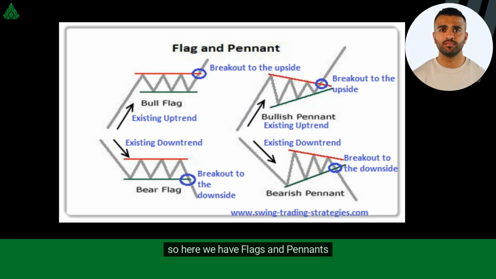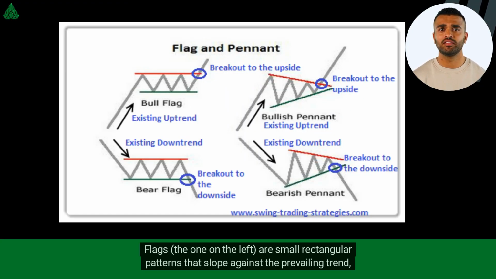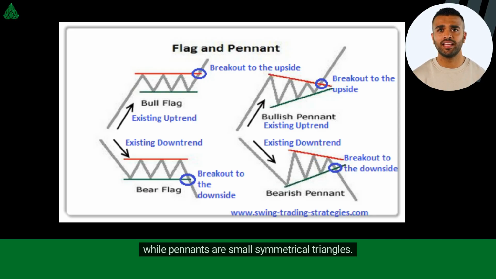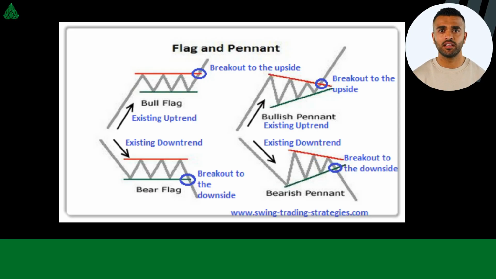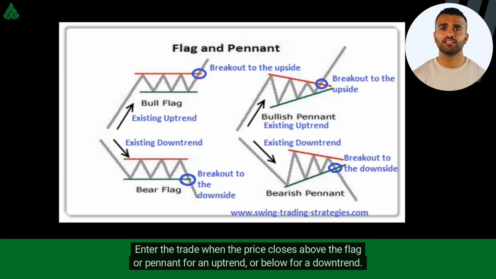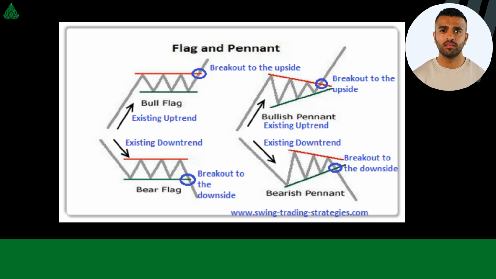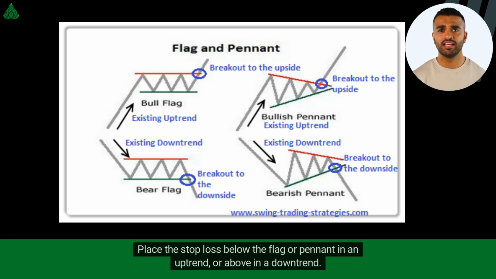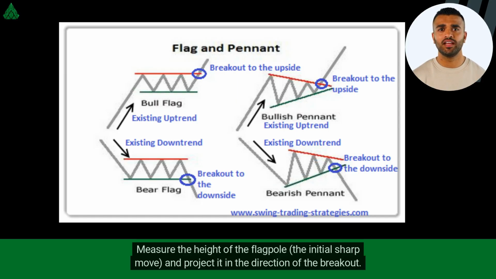So here we have flags and pennants. Flags, the one on the left, are small rectangular patterns that slope against the prevailing trend, while pennants are small symmetrical triangles. The pattern is confirmed when the price breaks out of the flag or pennant in the direction of the prevailing trend. Enter the trade when the price closes above the flag or pennant for an uptrend or below for a downtrend. Place the stop loss below the flag or pennant in an uptrend or above in a downtrend. Measure the height of the flagpole, the initial sharp move, and project it in the direction of the breakout.